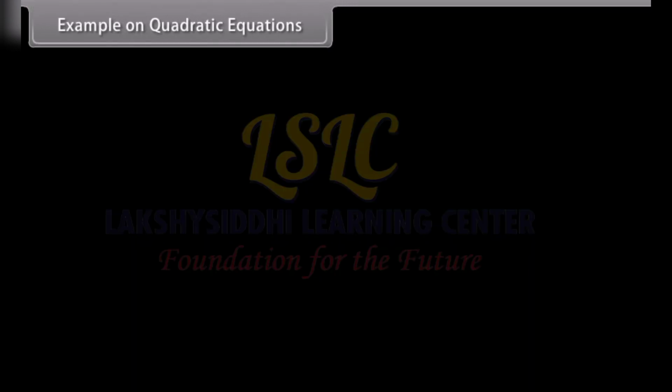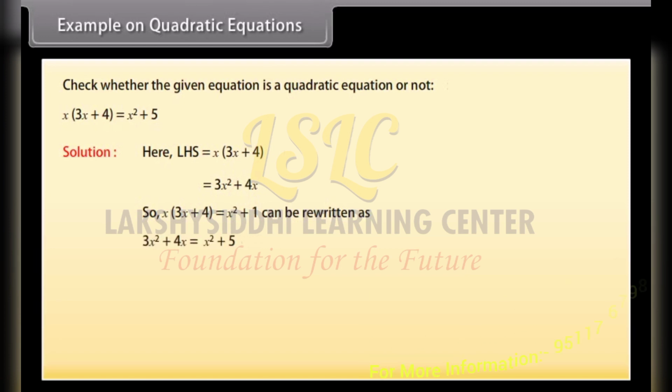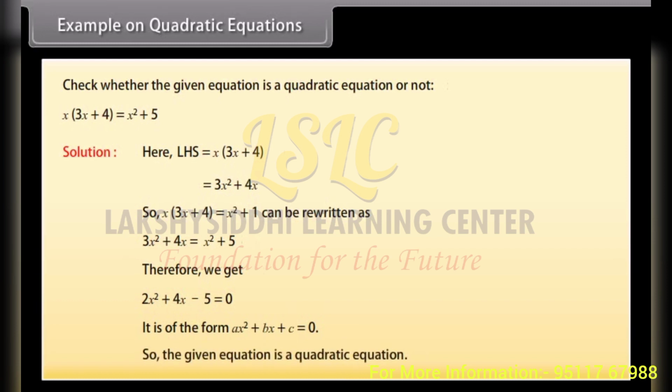Example on quadratic equations. We will now check whether the given equation is a quadratic equation or not. Solution. Here LHS is equal to x into 3x plus 4 is equal to 3x square plus 4x. So x into 3x plus 4 equals x square plus 5 can be written as 3x square plus 4x is equal to x square plus 5. Therefore, we get 2x square plus 4x minus 5 is equal to 0. It is of the form ax square plus bx plus c is equal to 0. So, the given equation is a quadratic equation.